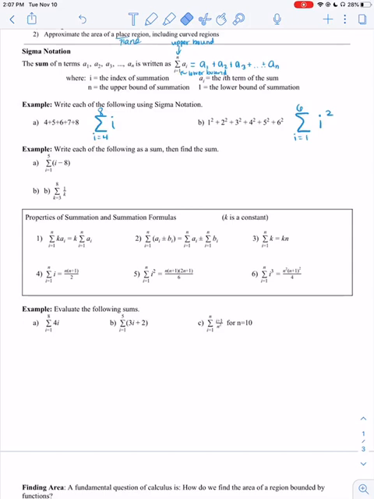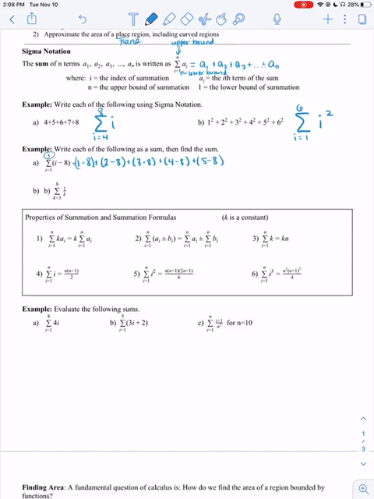And now we're going to practice taking sigma notation and writing it as a sum. So for this first one, we're starting at 1, we're ending at 5, and the expression is i minus 8. So we're going to start with a 1 minus 8. And we're going to add that to a 2 minus 8. We're going to add that to a 3 minus 8. And we're going to add that to a 4 minus 8. And we're going to add that to a 5 minus 8. And then we're going to stop because we wanted to stop at 5. That was the upper bound.